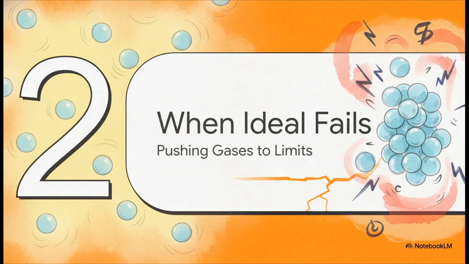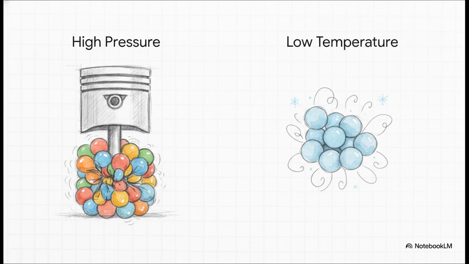Moving into part 2, when the ideal fails, pushing gases to their limits. So, under everyday normal room conditions, the ideal illusion holds up just fine. But the second we push gases to their extremes, reality bites back hard. If we apply high pressure, we are physically squishing those molecules together into a tiny space. Suddenly, the fact that they are rigid spheres taking up actual volume becomes a really huge problem. And if we drop the temperature, the molecules slow way down. Because they're moving so sluggishly, they spend a lot more time near each other, which allows those hidden intermolecular attractive forces to just completely take over. So under high pressure and low temperature, we absolutely have to abandon our ideal assumptions.